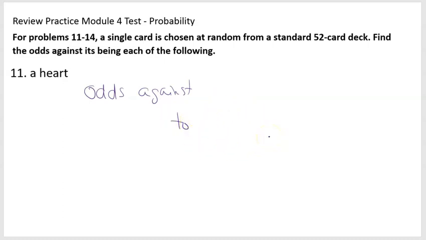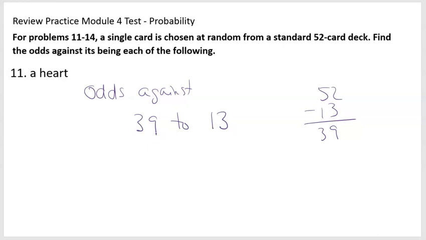How many hearts do we have in the stack? Remember, there are 4 suits. There's diamonds and hearts and spades and clubs. And there are 13 of each suit, which means there are 13 hearts. Okay. How many are not hearts? So I take my 52 cards and I subtract 13 from it. And that's going to give me, what, 39? So 39 to 13 is odds against being a heart.